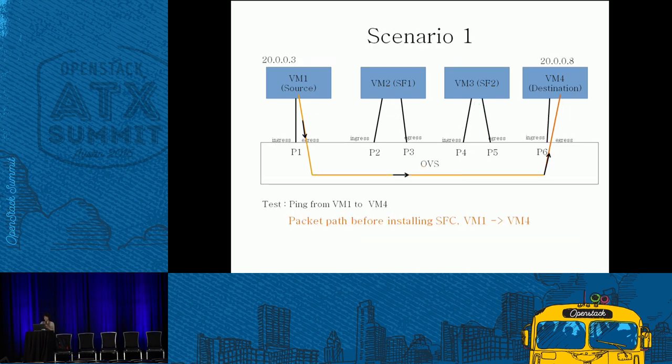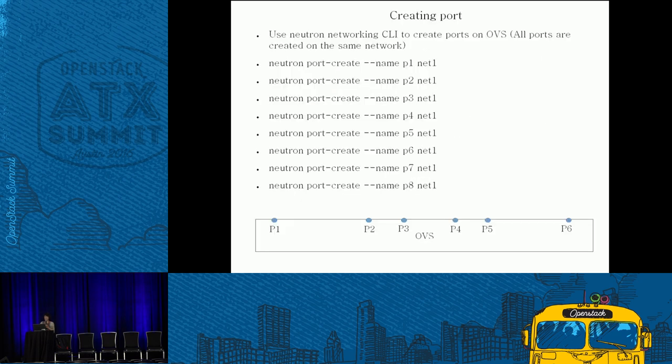So for scenario one, as I described before, it's from VM1 to VM4 directly. For this scenario, you are going to see in the demo that we are going to create six neutron ports.